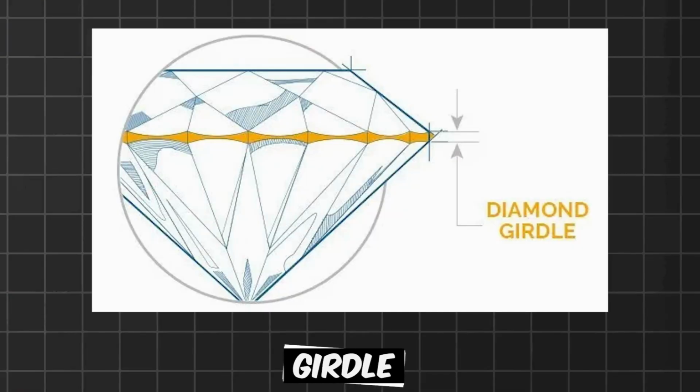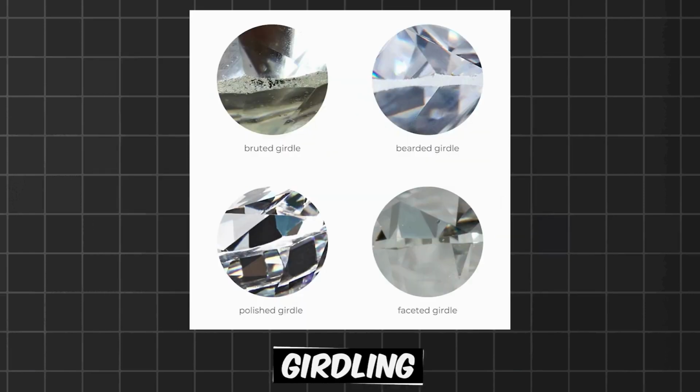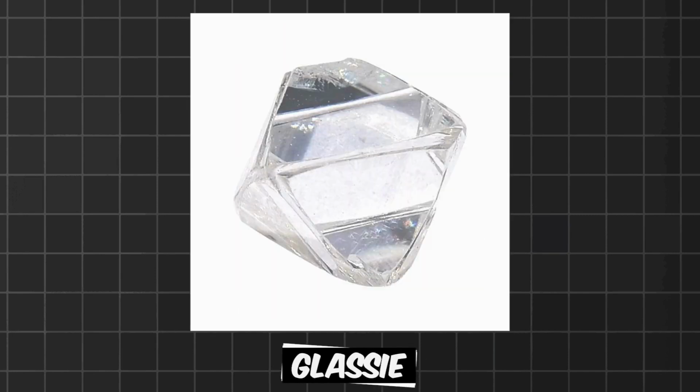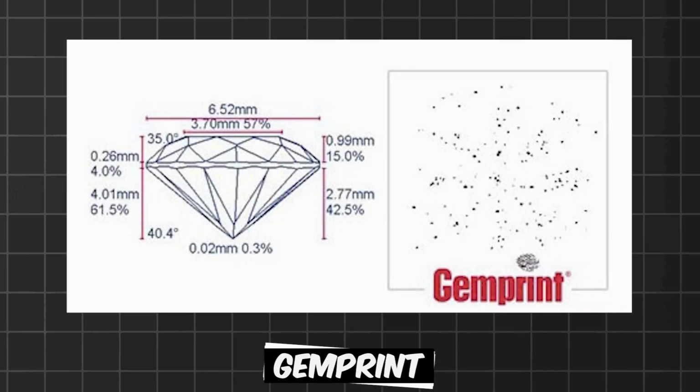Girdle, the outline edge of a polished stone by which it is normally set. Girdling, another name for cutting or bruting by which the rough stone is properly rounded. Glassy, this is a name for a regular octahedral crystal with flat glass-like faces. Gem print, a relatively new technique of utilizing a laser beam to produce a photograph of a stone's surface characteristics for identification purposes.